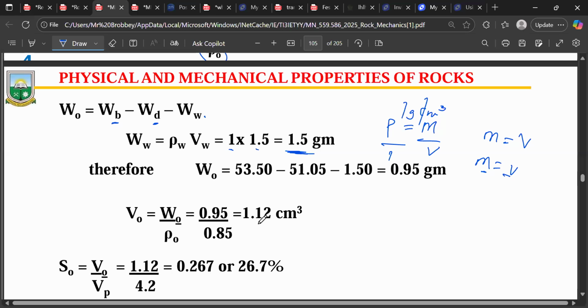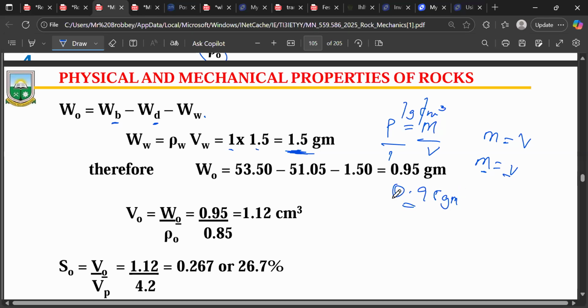Okay. Now that we have established the weight for all the parameters, we can go on to find the weight of oil. Now the weight of oil is 53.50, which is the WB, minus the WD, which is 51.05, minus that of water, which is 1.50, and then we are going to get the amount of oil being 0.95 grams, right?